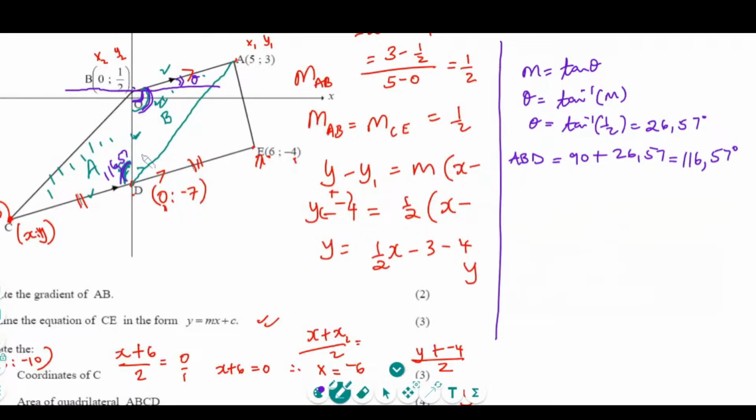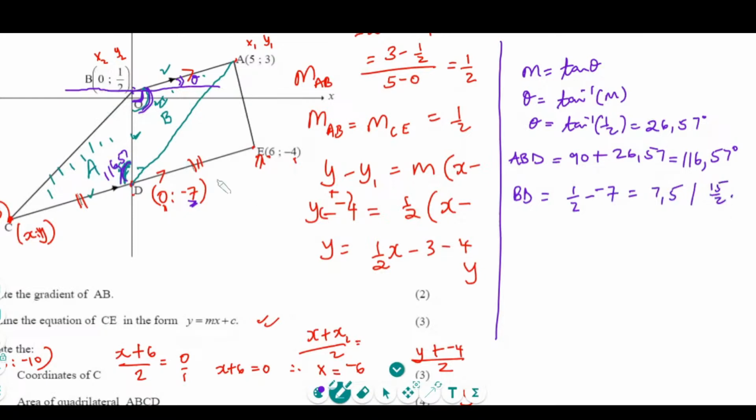What am I left with? I need to find the distance BD. Since it's a vertical line, this is a -7, and then that is a half, the x values are 0, 0. So I'll have a half minus -7, which is the same as a half plus 7, which is 7,5. Some people would prefer to write it as 15/2.